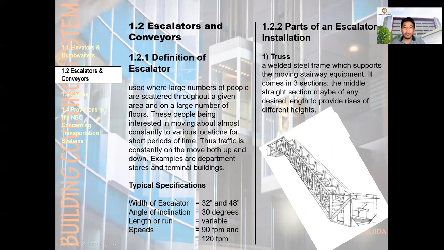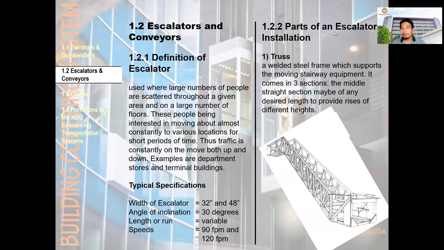So the typical specification for the escalator: you have the width of 32 to 48 inches. In meters, that is 1 to 1.5 meters. And then the angle of inclination is 30 degrees. The length or run varies. It depends on the design. And then the speed is 90 feet per minute. And you have also 120 feet per minute for the speed.